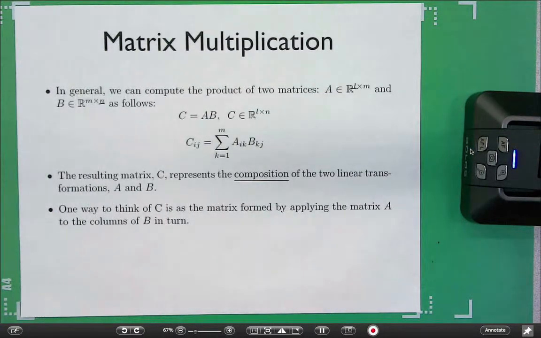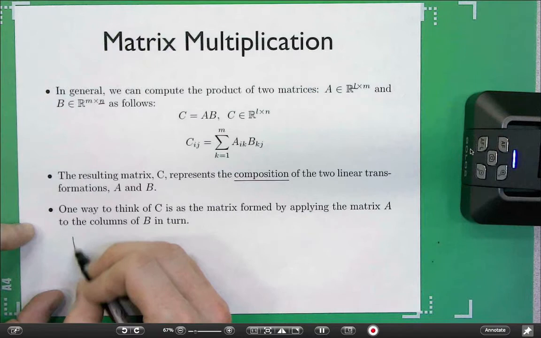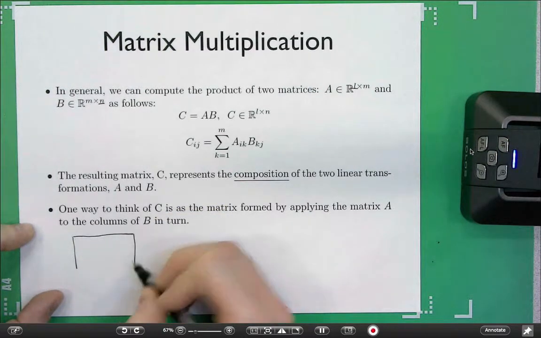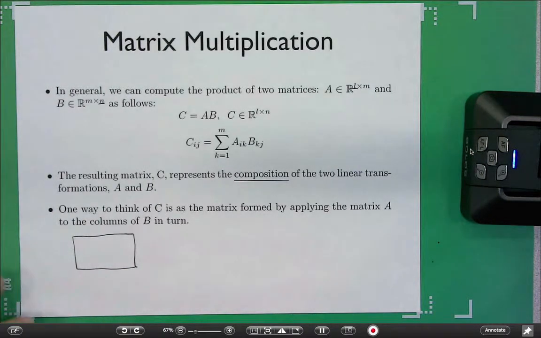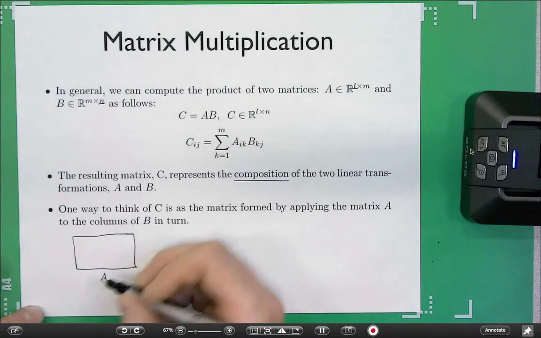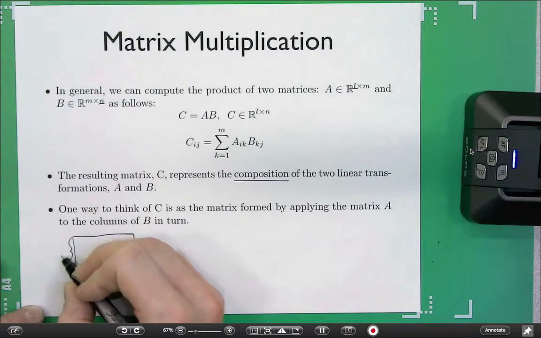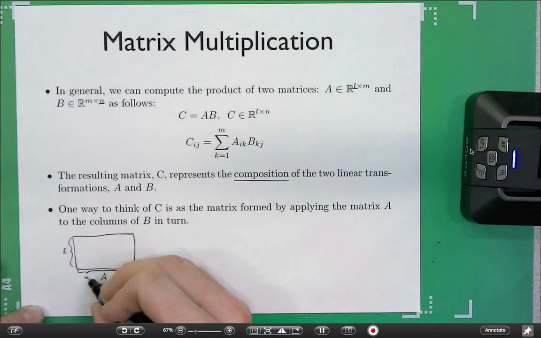So I promised you a picture, right? Let's look at a picture. So let's say that my A matrix is like this. I prepared some picture. So this is my A matrix. The number of rows here is L. The number of columns is M.